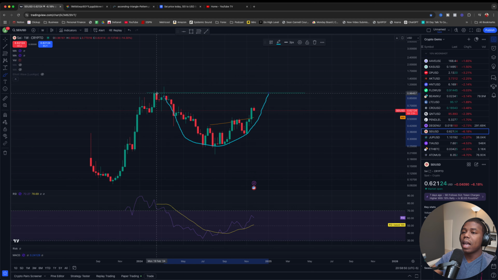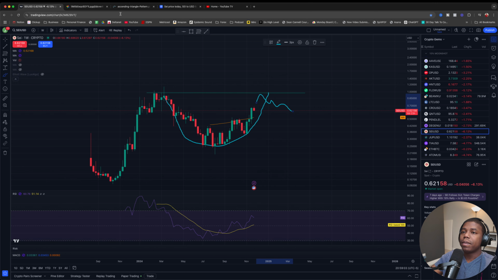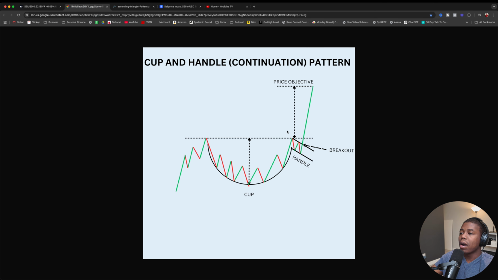I also think that once it hits this resistance level, which is at basically $1, so that's a psychological resistance level, I think we will get a pullback, and that will be the handle part of this cup and handle pattern.